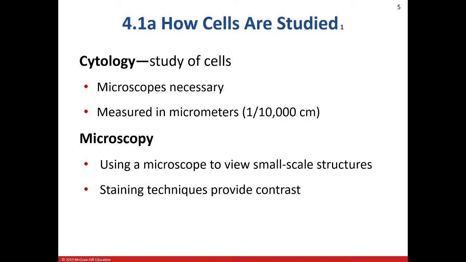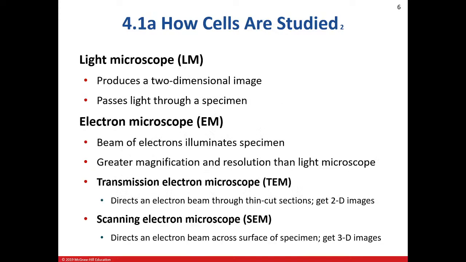All right. Microscopy is using a microscope to view small scale structures. And for most tissues, we are going to need to stain them with dyes so that we can see them and get contrast between the different tissues and different cell types. So we can use a light microscope, and a light microscope produces a two-dimensional image by shining light through the specimen. It's your standard microscope. When you think of a microscope, that's the one you're thinking of.